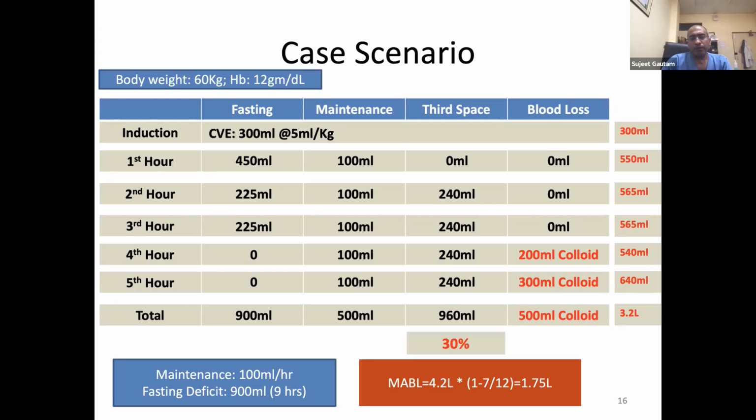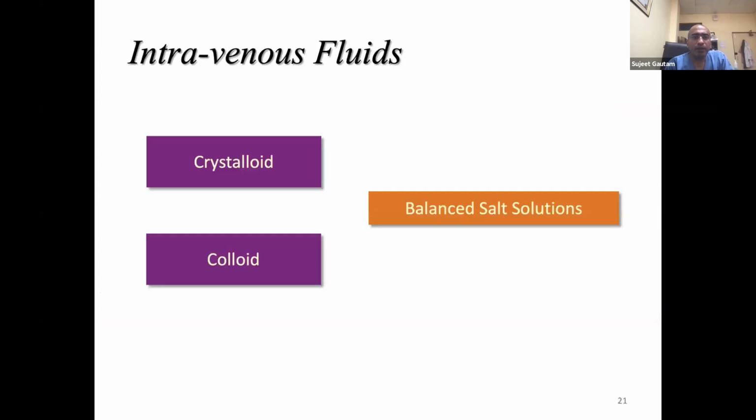And the important thing is that out of this 3 liters, 1 liter was third space replacement and 1 liter was fasting. So nearly 60% was these two components and the remaining 40% was maintenance. So one should be careful. Well, there are two facts, and this is how you are going to tell in an exam because this is the strategy which is described. But if we look at the clinical scenario, we should always consider how much third space loss we are replacing.